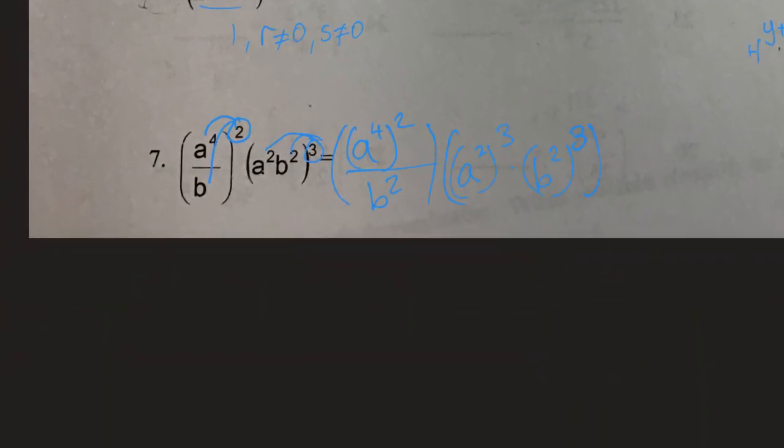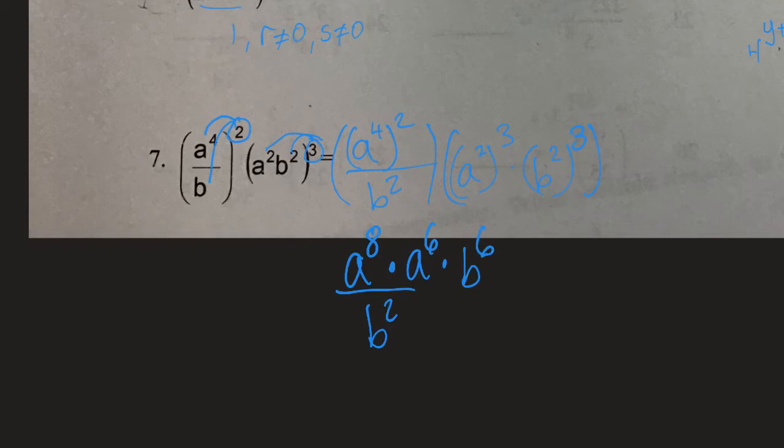Now, let's go ahead and multiply out our exponents. So this will become a to the power of 8, because 4 times 2 is 8, over our b squared. And then we have a to the power of 2 times 3, which is going to be a to the power of 6. And then we have b to the power of 2 to the power of 3, which is going to be b to the power of 6.